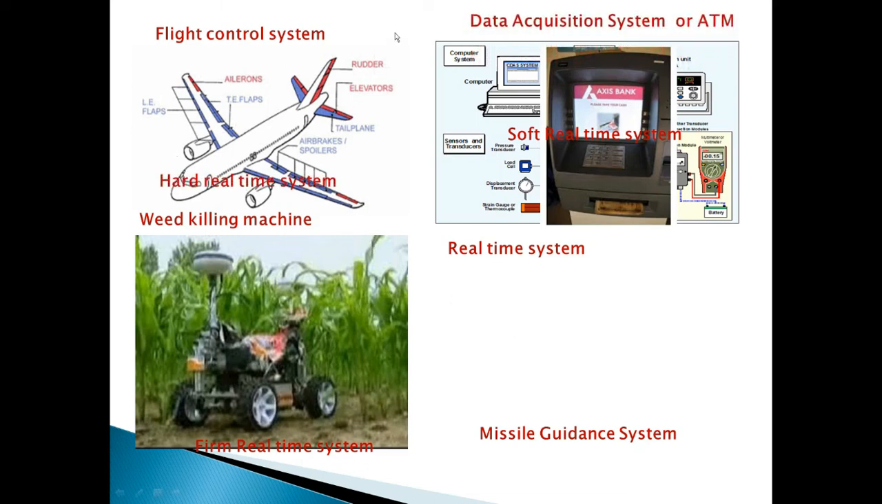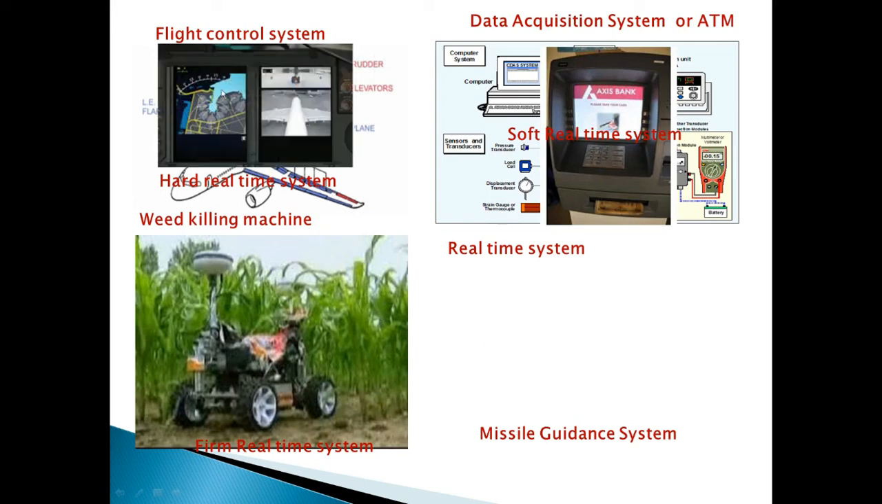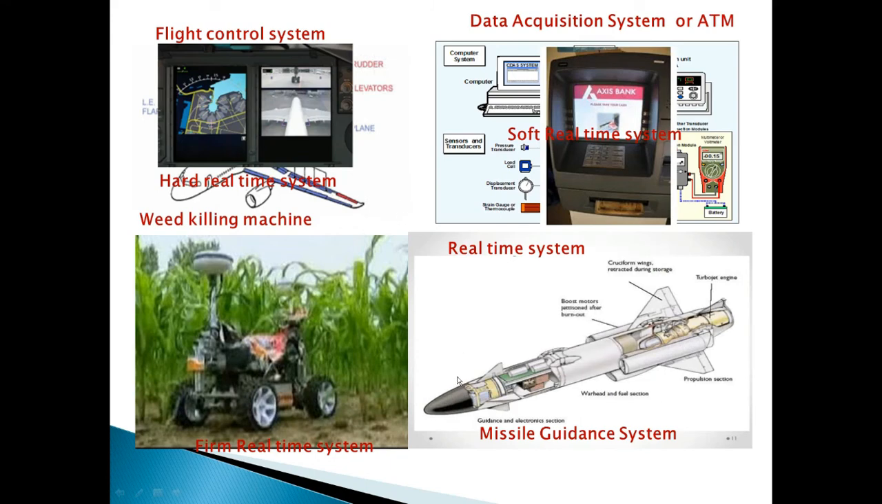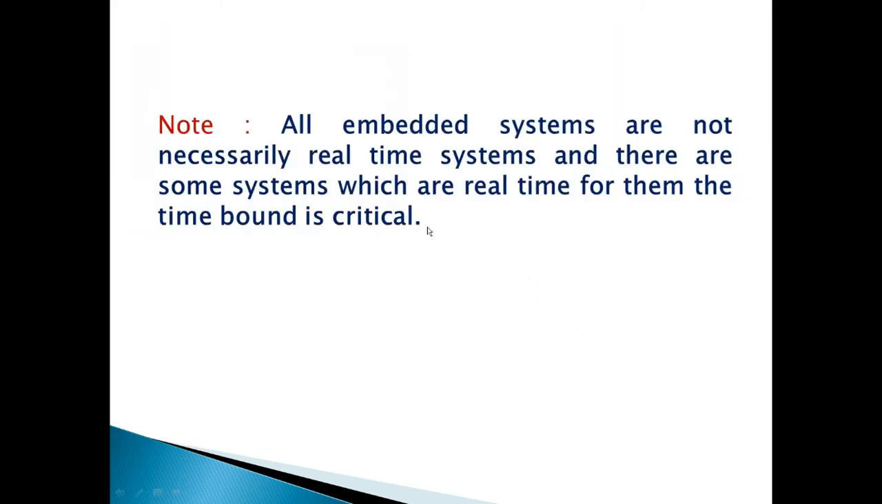This is hard real time. Data acquisition system or ATM is for soft real time systems. Then we have avionics. Then we have a missile guidance system, which is a hard real time system. You must note that all embedded systems are not necessarily real time systems, and there are some systems which are real time, for which the time bound is critical.